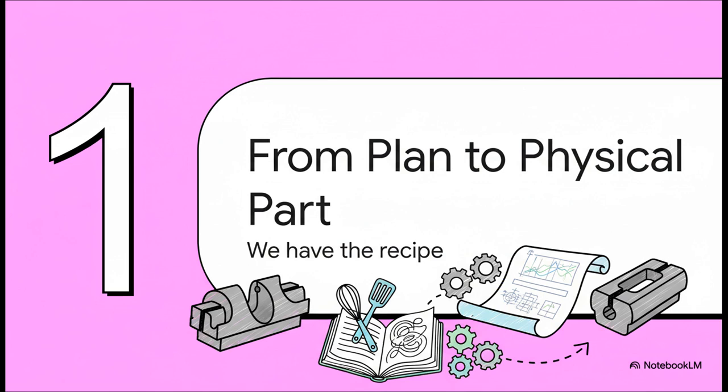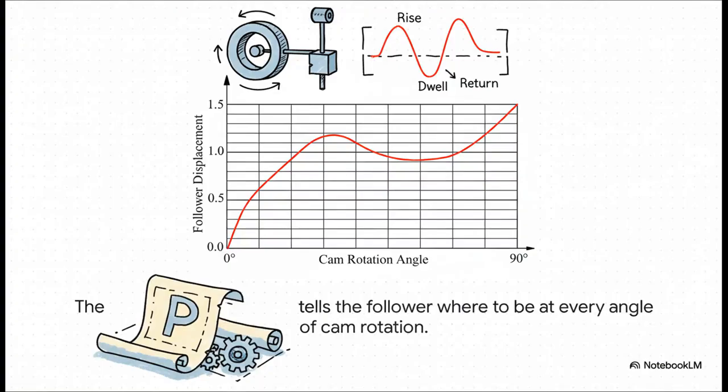So, just to recap, we've already done the hard part of synthesizing the follower motion program. You can think of that as the recipe. We figured out all the ingredients and all the steps for the perfect motion. And this displacement diagram is that recipe. It is our playbook. For every single degree of the cam's rotation, this graph tells the follower exactly where it needs to be. It maps out the rise, the dwells where it holds still, and the return. On paper, it's a perfect plan.